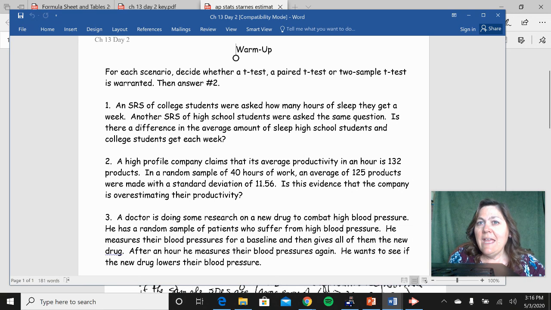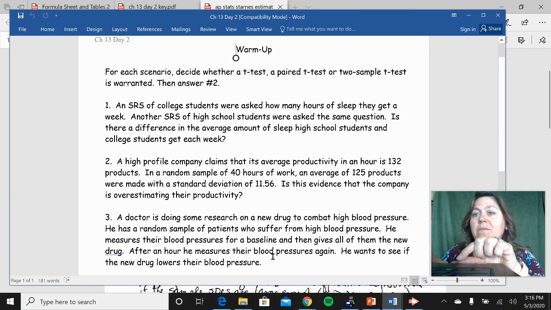Sorry, 3, the doctor is doing some research on a new drug to combat high blood pressure. He has a random sample of patients who suffer from high blood pressure, and he measures their blood pressure for a baseline, gives them the new drug. After an hour, he measures their blood pressures again to see if this new drug lowers the blood pressure. What test would you run on that? So I want you to answer those 3, but then when you're done deciding which test to do for which, complete the test for question number 2. Okay? And I'm going to have you go to Edpuzzle with this one.